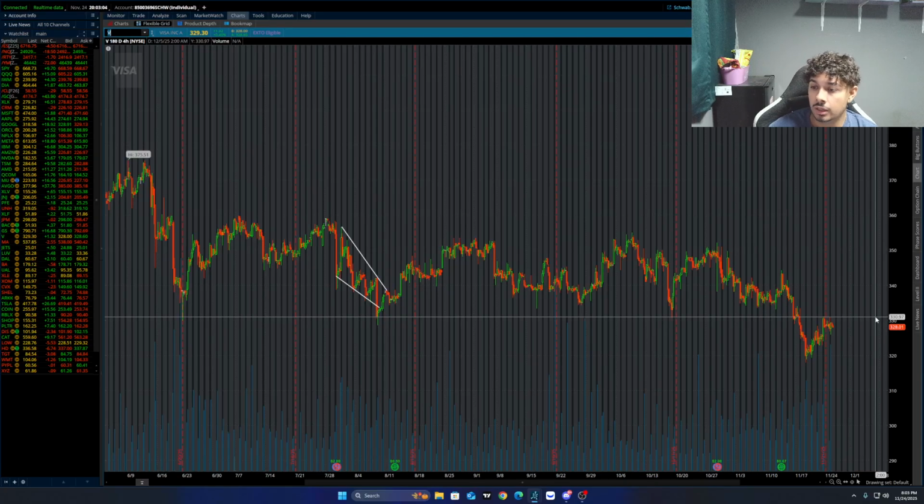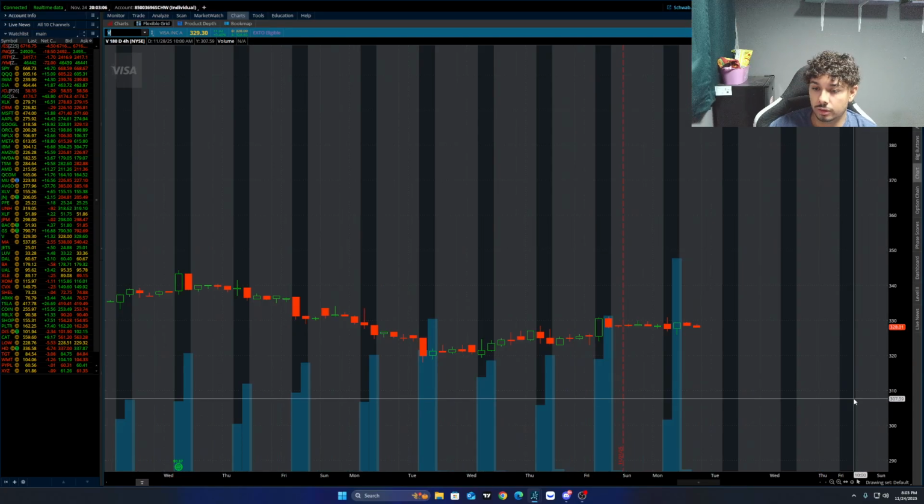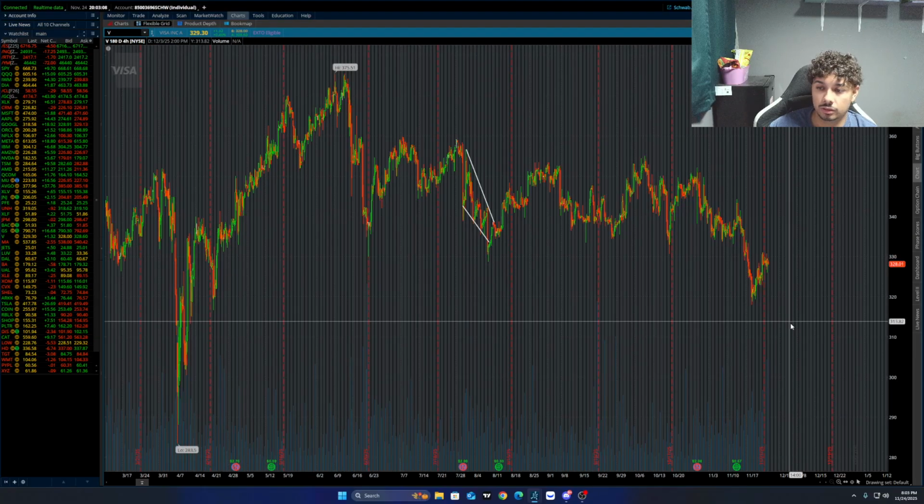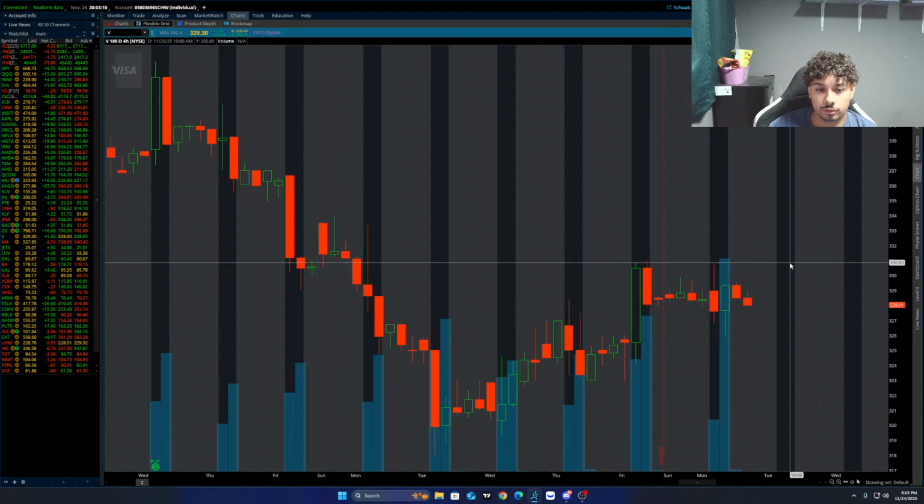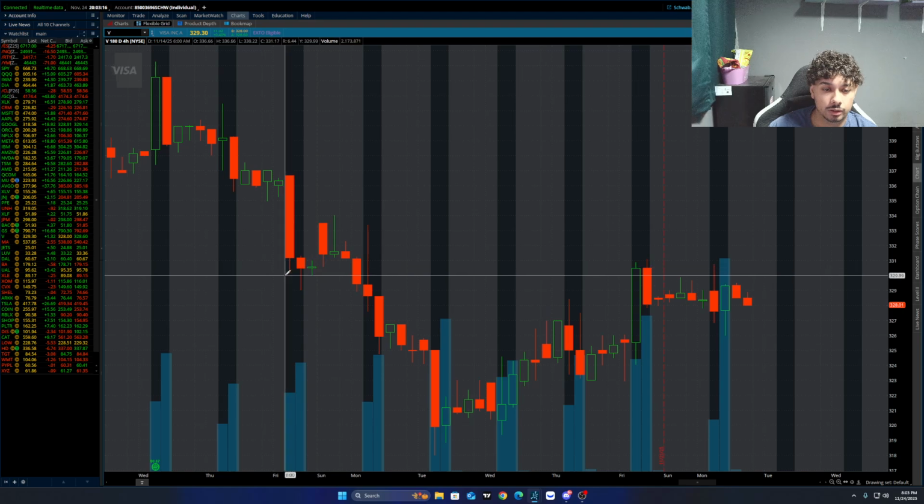That can be good. Anything below 331 is a short. Anything above is a long. So right there, well, perfect level right here actually too. So I would say I'm probably leaning more towards shorts.